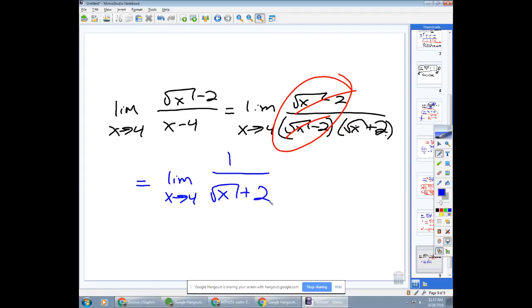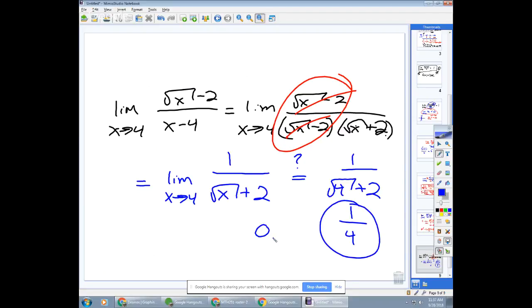And now I'm safe to cheat and plug in. So I'm thinking, question mark, that this is equal to 1 over square root of 4 plus 2. On a good day, square root of 4 is 2. So this is 1 over 2 plus 2, or 1/4, which is that 0.25 we found experimentally.